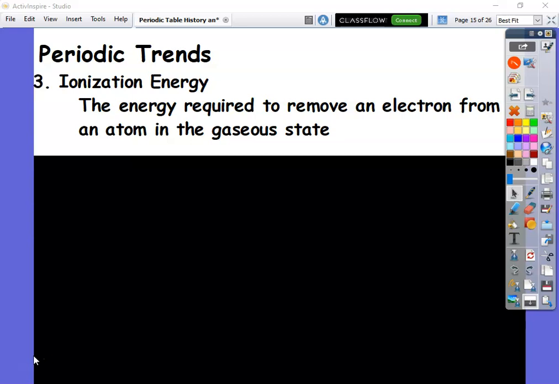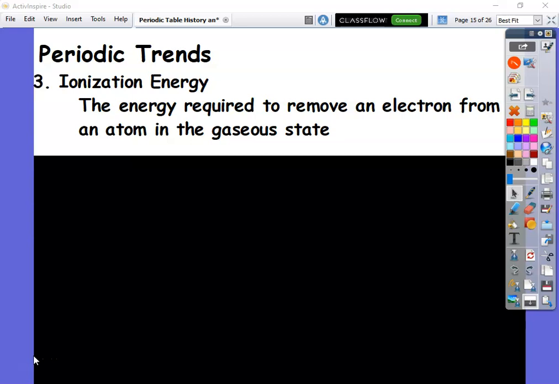Ionization energy is the energy required to remove an electron from an atom in the gaseous state. So, to start talking about chemical reactions, we need to have an understanding that sometimes it is the gain and loss of electrons that is responsible for a chemical reaction. Other times, it's the sharing of electrons that's responsible for a chemical reaction.